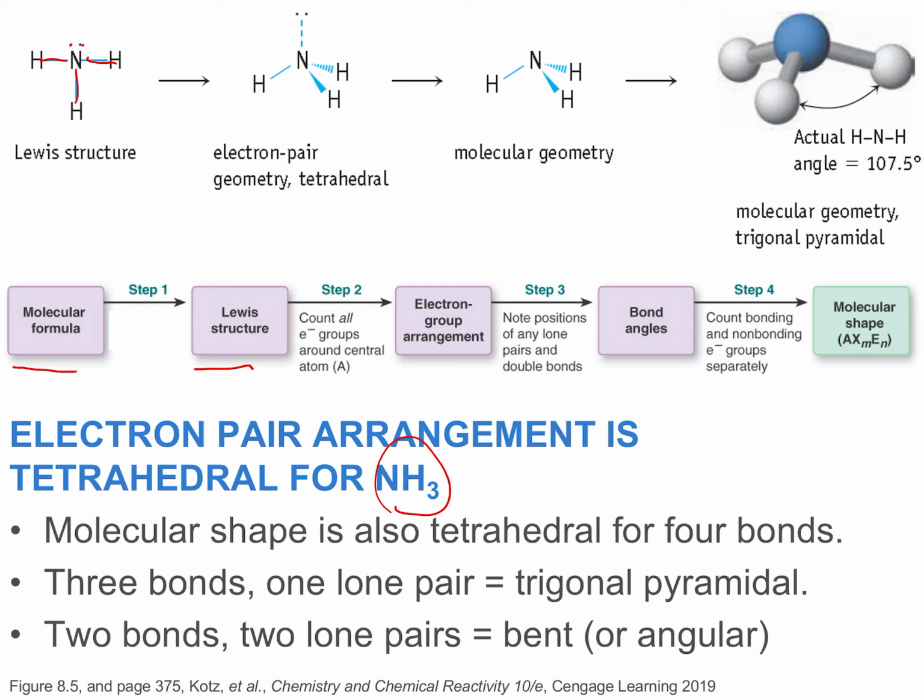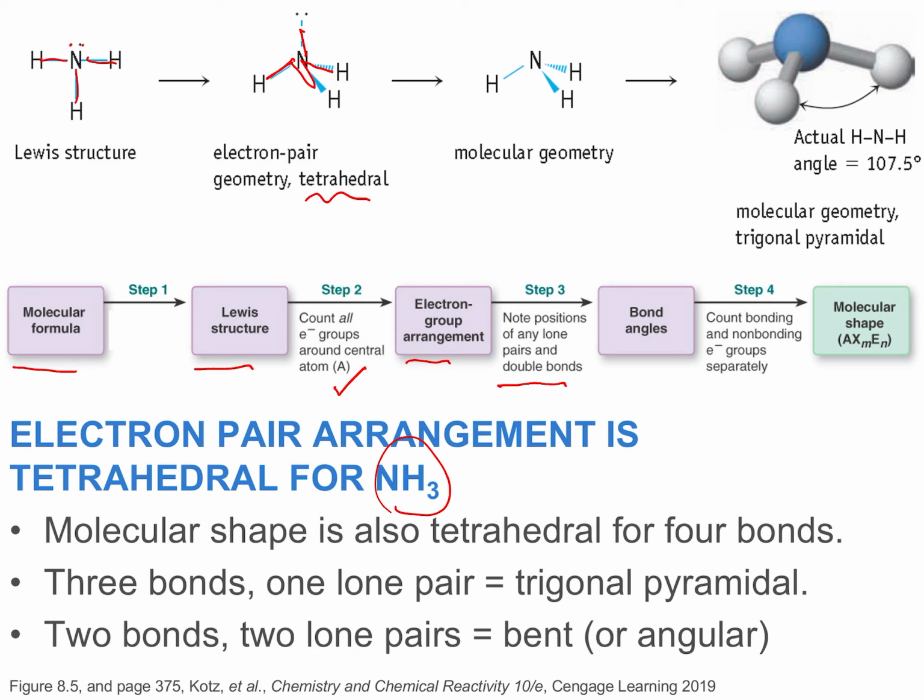So what we do is we count all the electron groups around the central atom. So we should do that next. So we have 4 of them. We've got 1, 2, 3, 4. So 3 of them are in bonds, and 1 of them is a lone pair, but we still have 4 groups around the central atom. So the electron group arrangement is tetrahedral.